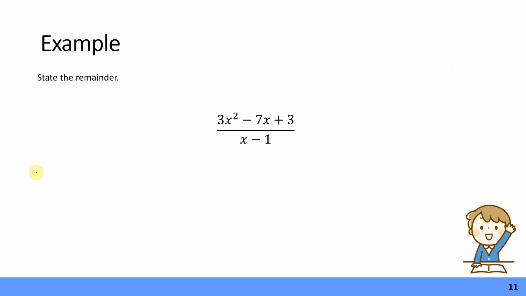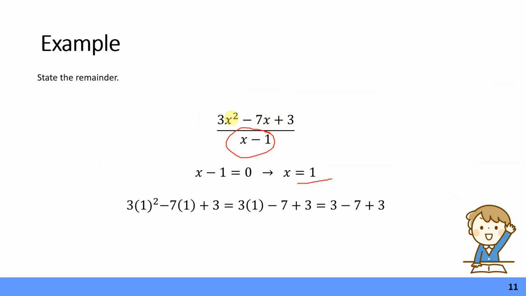Okay, let's go ahead and try this one out. Let's just go straight to the remainder theorem, right? So the remainder theorem says grab the opposite of that, so positive 1, and replace x with positive 1 in the numerator. So 3 times 1 squared minus 7 times 1 plus 3, I substitute. 1 squared is just 1. Negative 7 times 1 is negative 7.